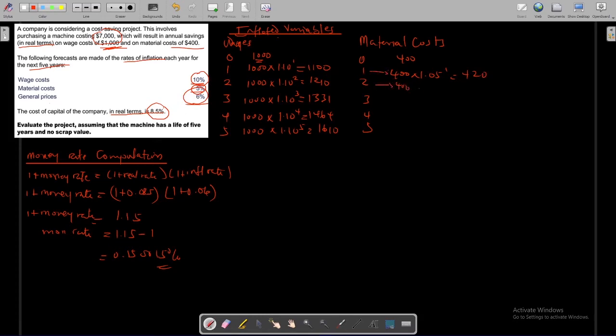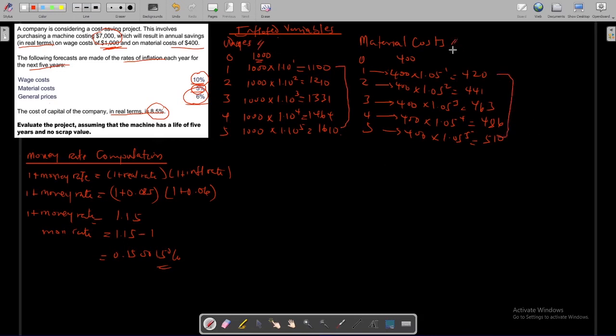Year 2 will be 400 times 1.05 exponent 2, giving us 441. Then year 3 is 400 times 1.05 exponent 3, giving us 463. Then year 4 will be 400 times 1.05 exponent 4, giving us 486. Then year 5 will be 400 times 1.05 exponent 5, giving us 510. Okay, so this is the inflated cost of wages, and this is the inflated cost of materials.